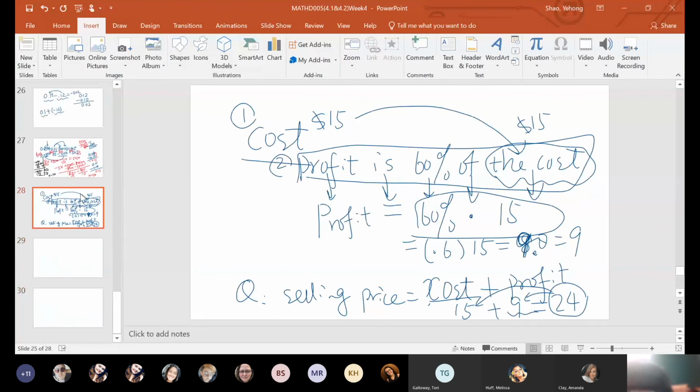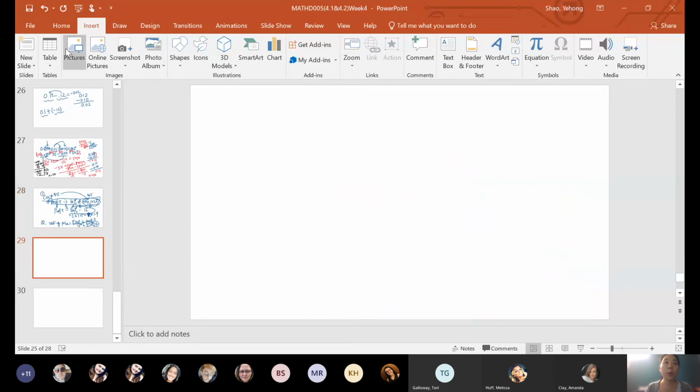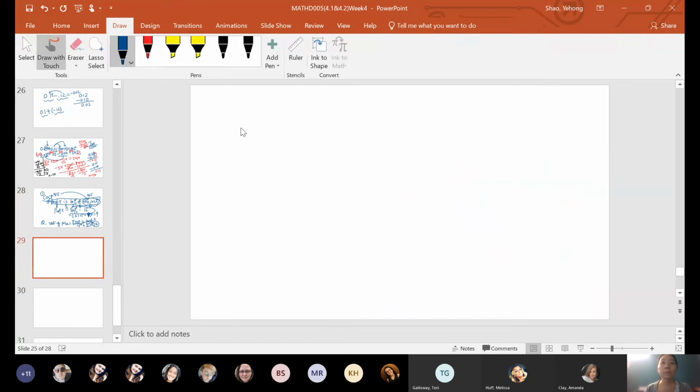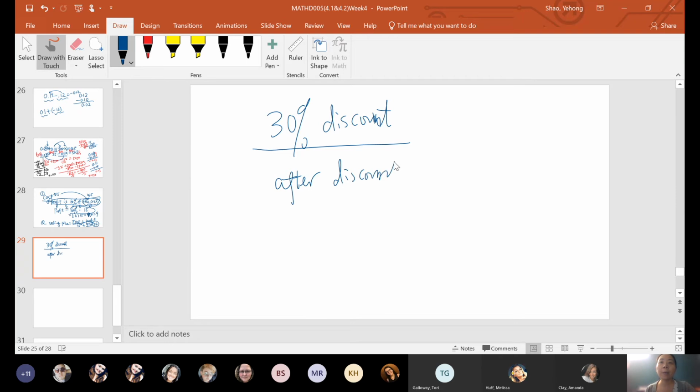Okay, so this is an example in the textbook. Suppose you bought a dress on sale, 30% discount. After discount, they tell you it's $35. So after discount, that's the money you actually pay. You pay $35. To make things a little easier for us, let's not worry about tax.